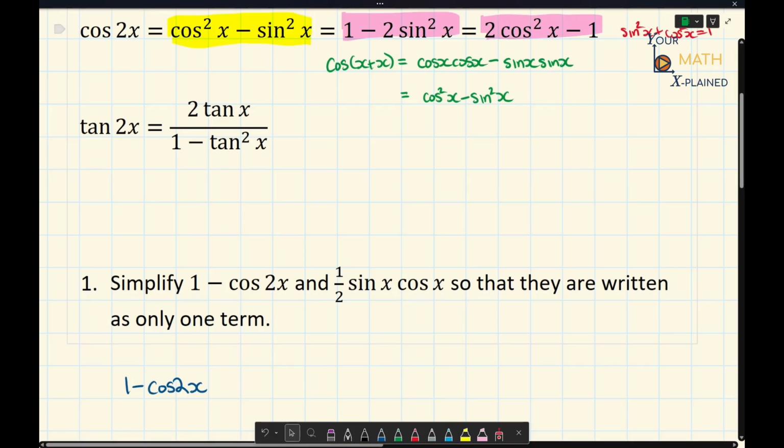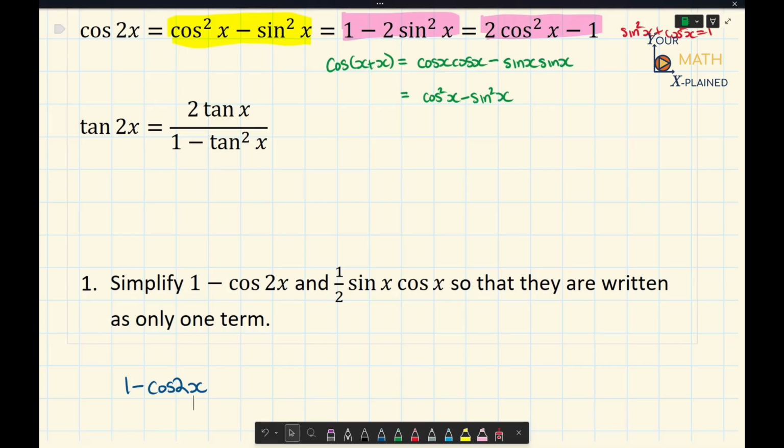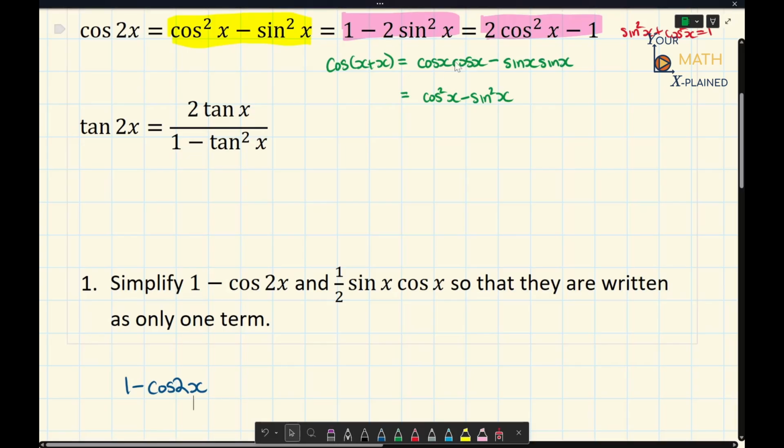Same thing for the third one. If we have 2 cos squared x minus 1, then if we have 1 minus that, it's going to become 1 minus negative 1, which means we're going to have a 2 at the end. So in this particular situation, it is the second one that we want to choose.